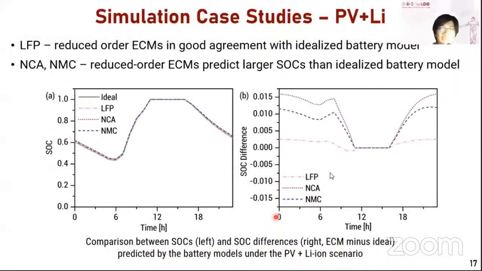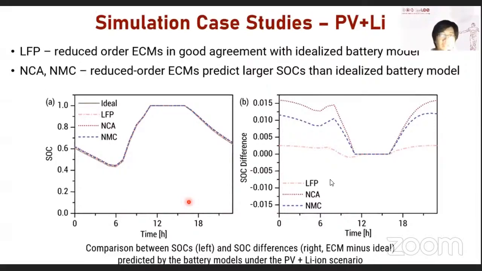Next, we have here a comparison between the SOCs predicted by the reduced order model and the idealized battery model. This is a direct comparison of the SOCs. And on the right, you have the SOC predicted by the reduced order ECMs minus that predicted by the idealized battery model. So we find here the LFP battery has the closest agreement with the idealized battery model, whereas the NCA and NMC chemistries have a larger deviation versus the idealized battery model. This is for this PV plus lithium ion scenario, but you'll see the same pattern for the other 2 scenarios.